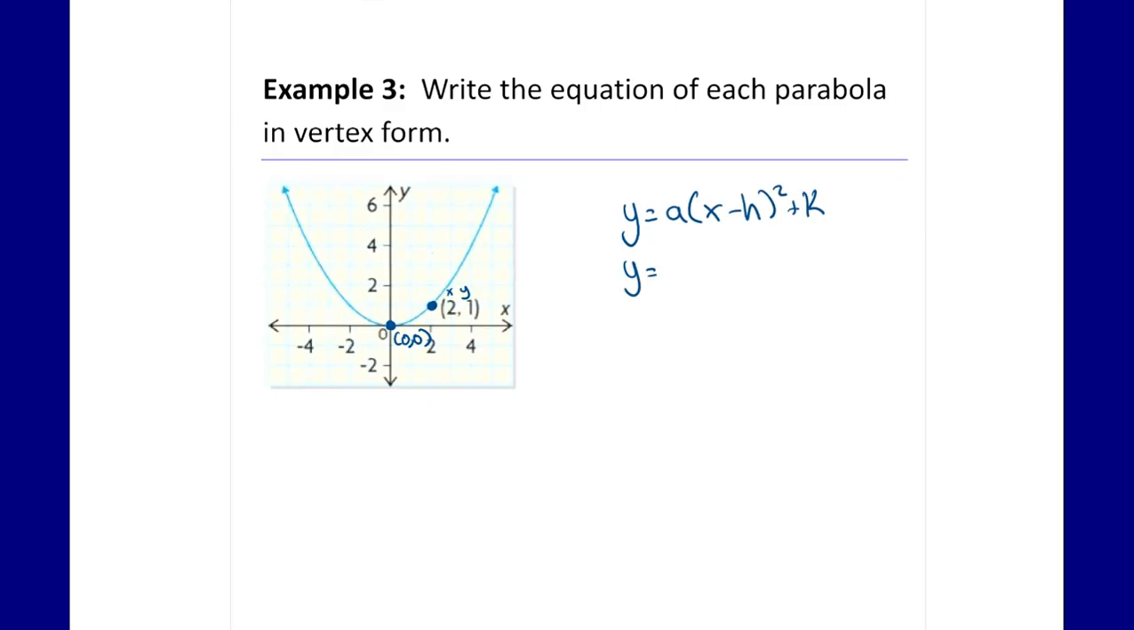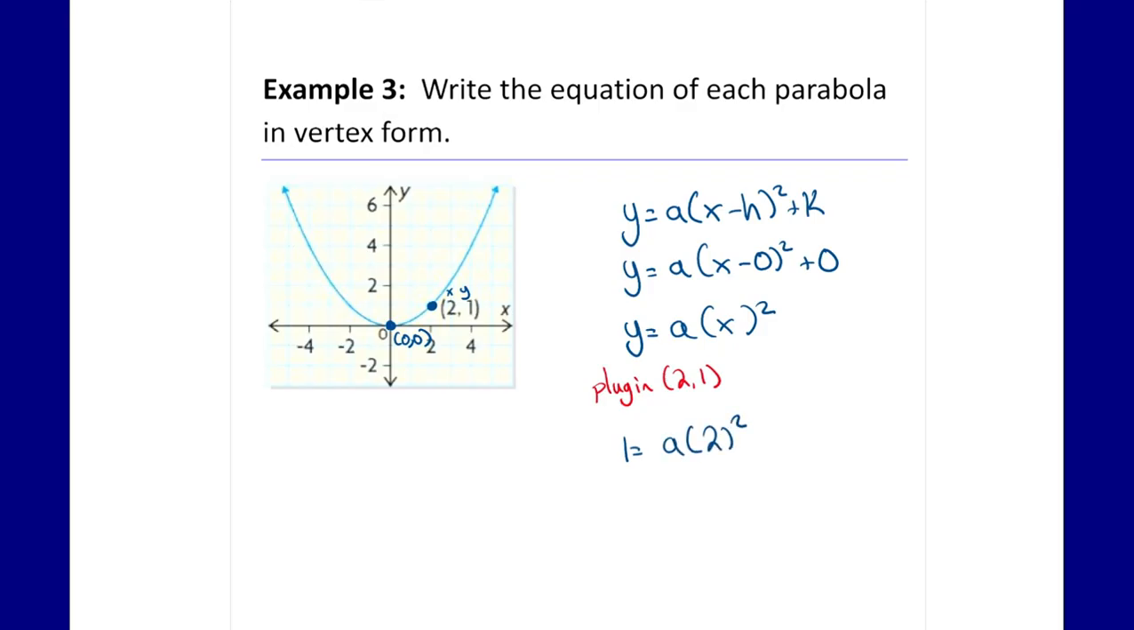I'm going to plug in my h and k, in this case from the vertex. It's going to be x minus 0 squared plus 0. So this makes it a really easy one to solve. So I have y equals a x squared. I'm going to plug in my x and y from my point, so the point 2, 1. So I'm going to have 1 is equal to a times 2 squared.